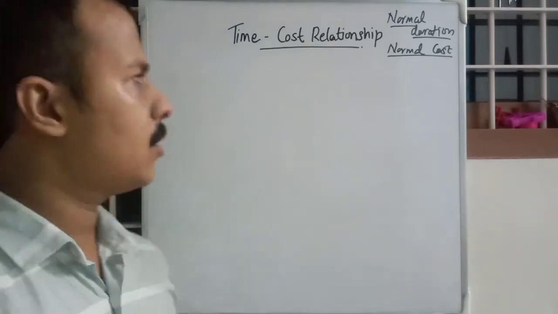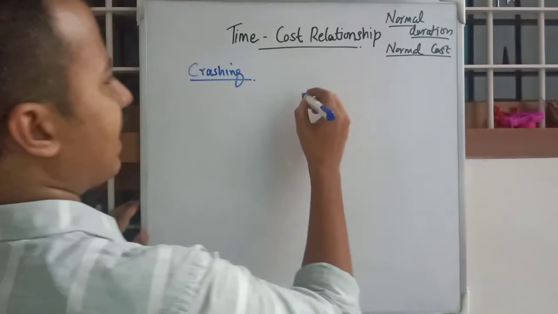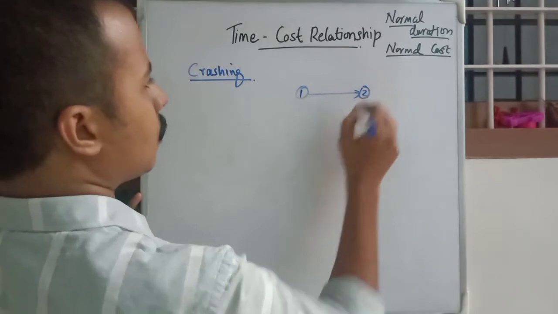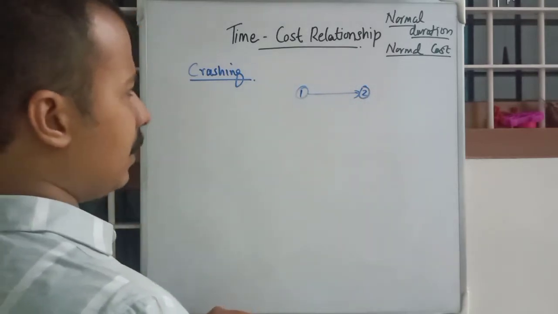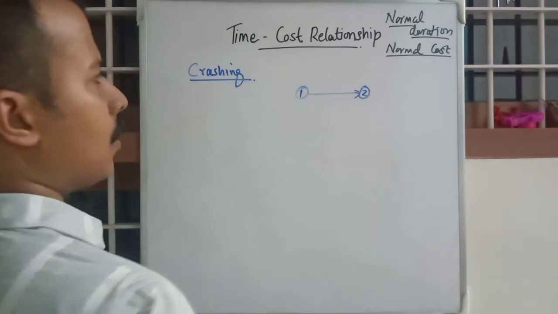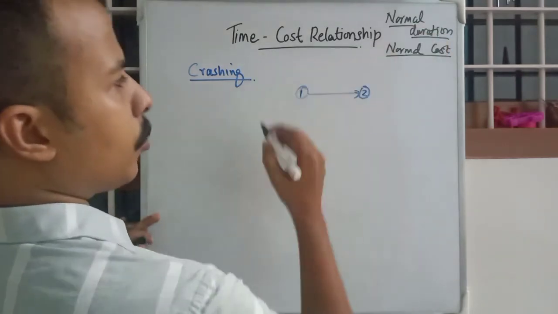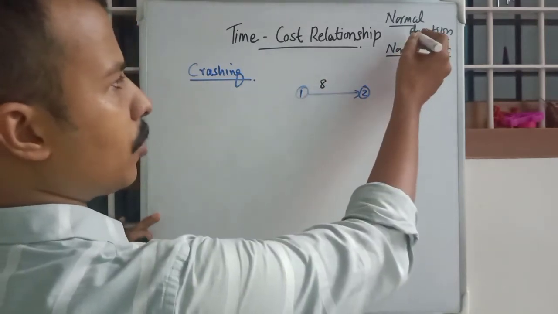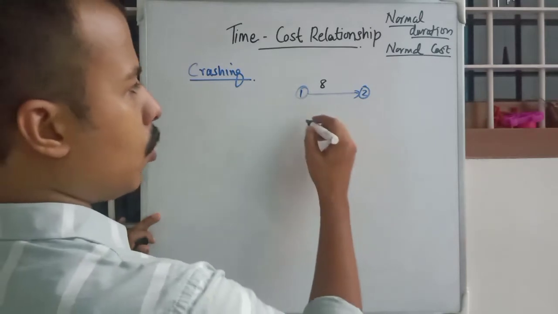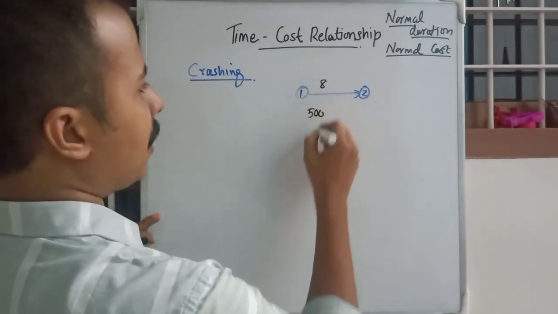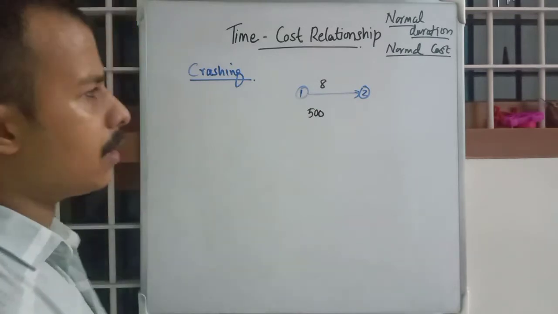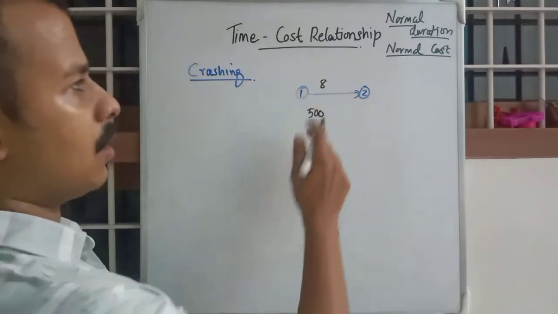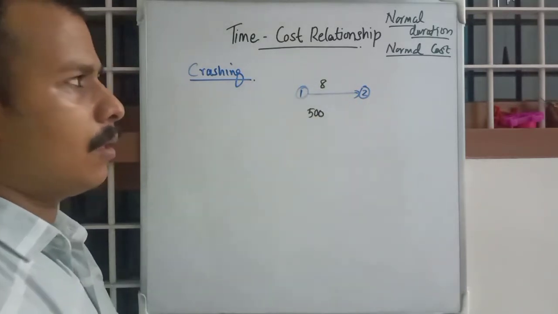As you can imagine, crash course is everything that we do in the least possible time. Suppose you are taking a single activity like this, 1, 2. In that single activity you will have a normal duration of, suppose, 8 days, and a normal cost of 500 rupees, an arbitrary figure. So we will represent it like this, normal duration at the top and cost at the side.